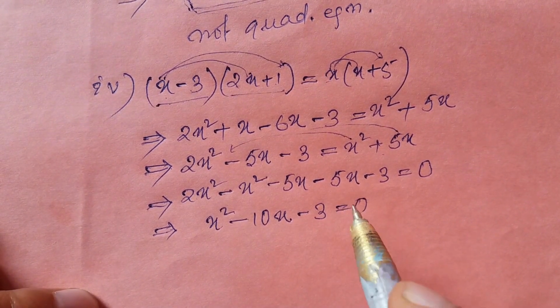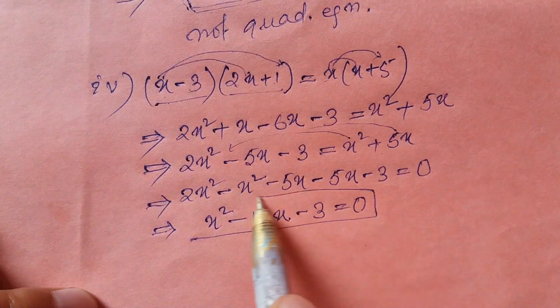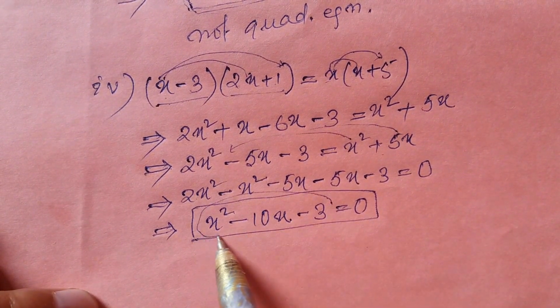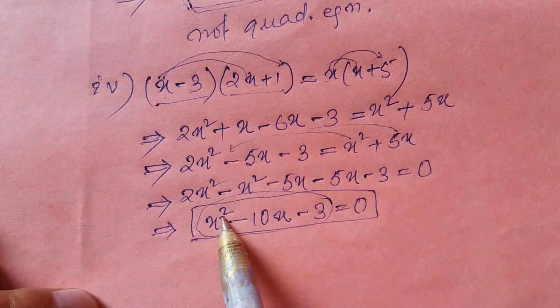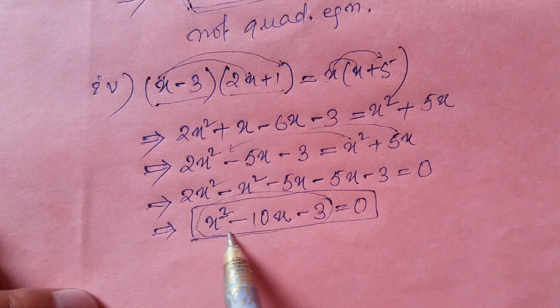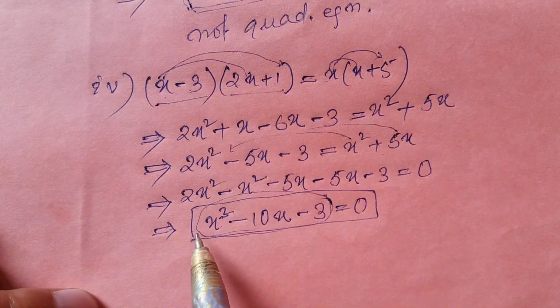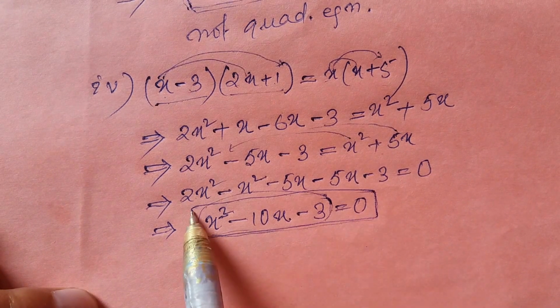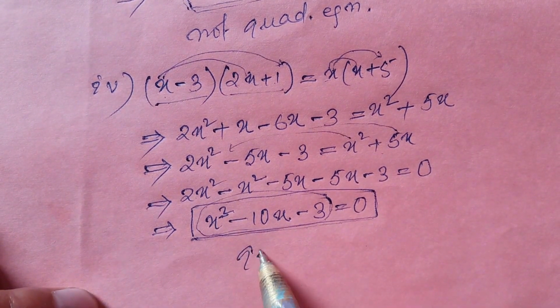equal to 0. Now again here in this equation the left side expression is a polynomial whose degree is 2. Here, the highest power is 2, so this is a quadratic polynomial, hence this equation is a quadratic equation. So this is a quadratic equation.